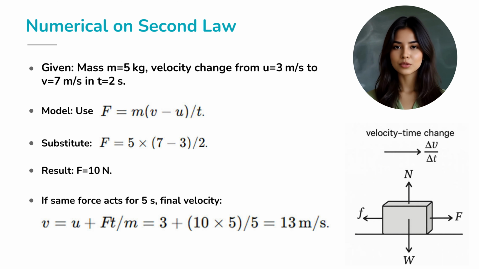Now, if the same force continues to act for 5 seconds, what will be the final velocity? Final velocity equals initial velocity plus force multiplied by time divided by mass. Substitute 3 plus (10 multiplied by 5) divided by 5. That is 3 plus 10. The final velocity is 13 meters per second.